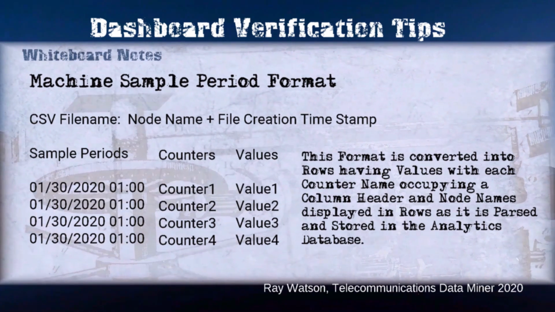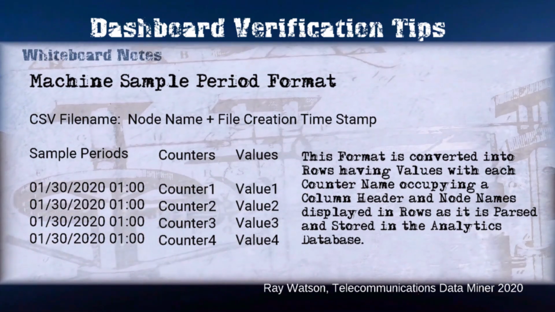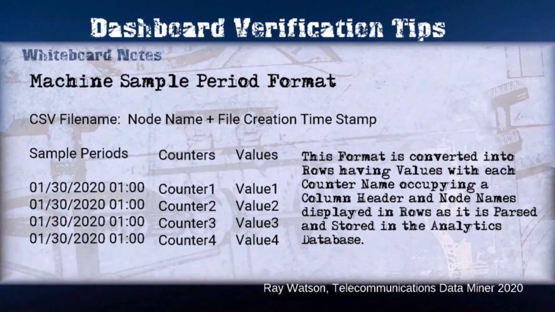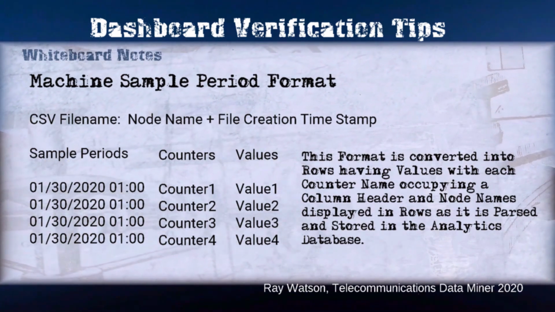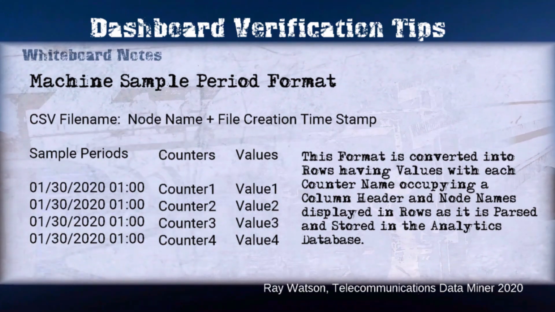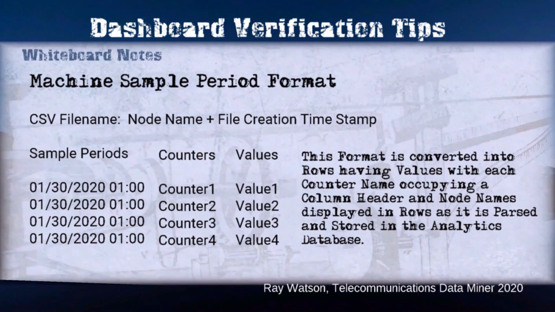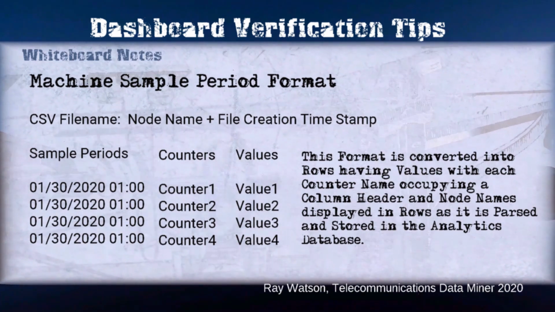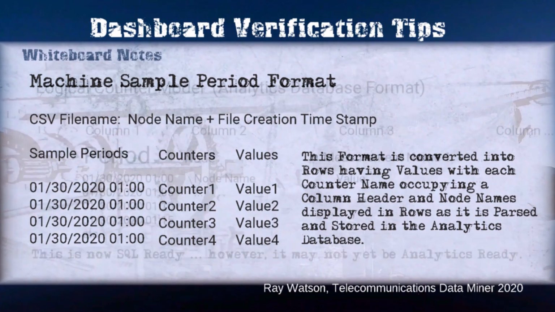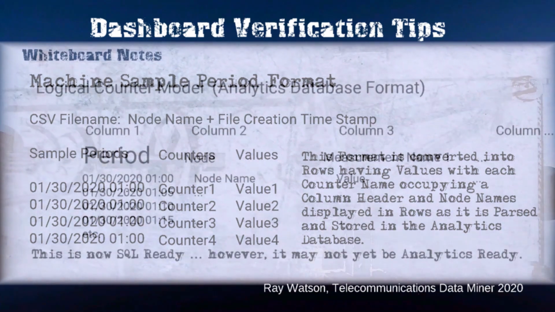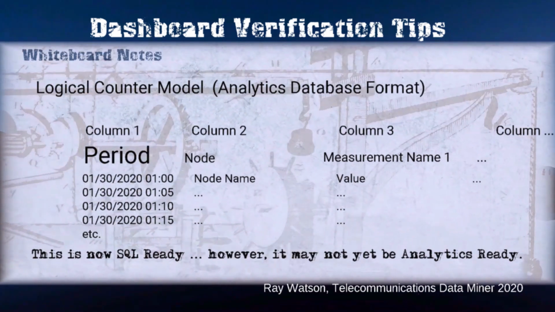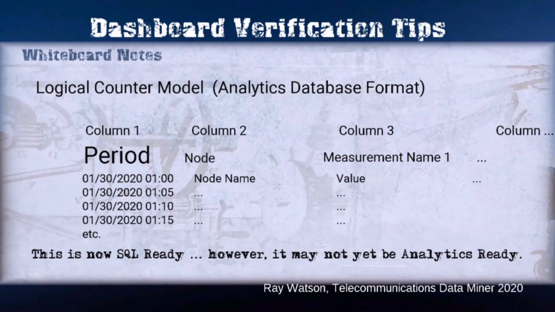The analytics database collects and parses machine sample period files at specified time intervals, then stores the collected information in the analytics database. Once the machine sample period information is stored in the analytics database, it is possible to create and publish automated dashboards that are continuously refreshed to provide up-to-date insights.